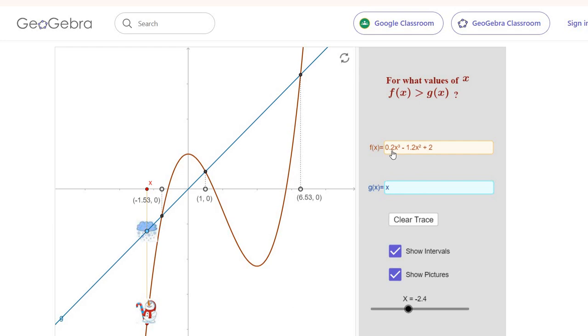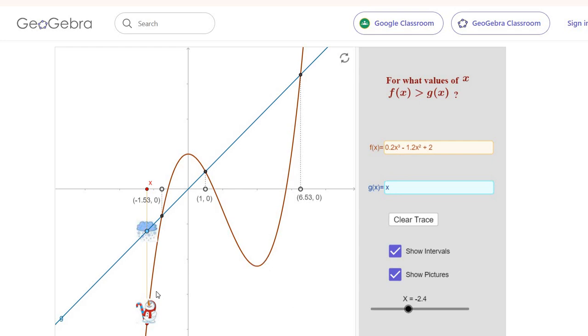But if you type in 0.1 over 5x cubed, 0.2 minus 1.2x squared plus 2, it makes this really interesting curve that looks like two parabolas together. We don't have to know anything about it other than it's f. This brown function is f. But the straight line is just y is equal to x, 0 and 0, 1 and 1, 2 and 2. It's the line y equals x, so that's really easy.